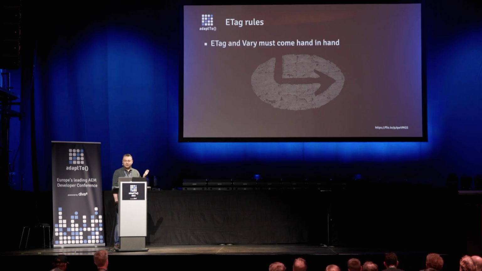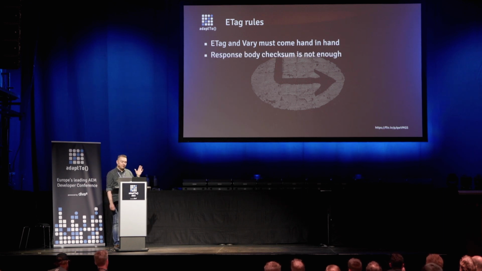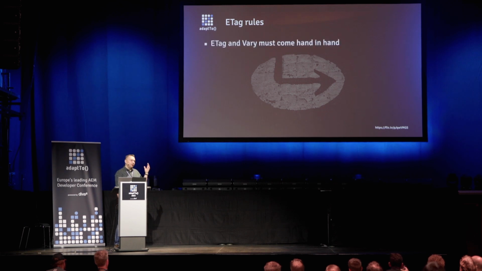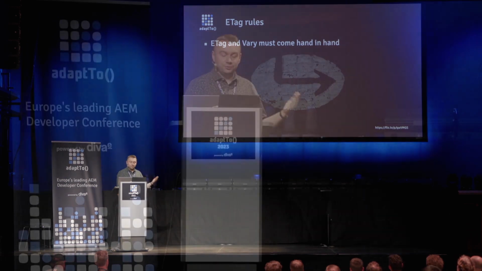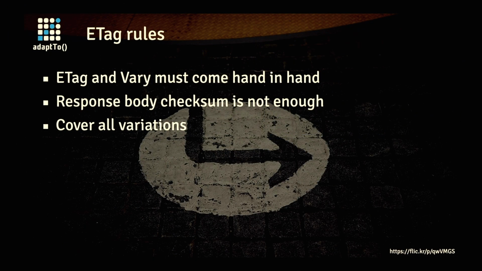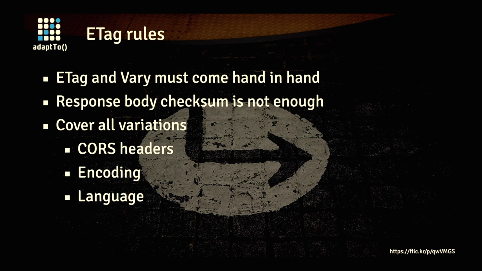So what are the rules? ETag and Vary header must come hand in hand. So if you vary on something like Accept-Encoding, Origin, Accept-Language, anything, or a custom header, that has to be reflected in your ETag. A response body checksum on its own is definitely not enough. So you need to cover all those variations, things like CORS headers, encoding, language, whatever else is in your Vary header, and that has to be reflected in the ETag eventually. Otherwise, you're going to see something like this sooner or later.